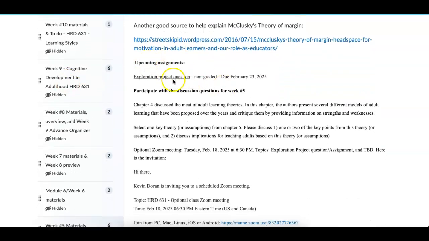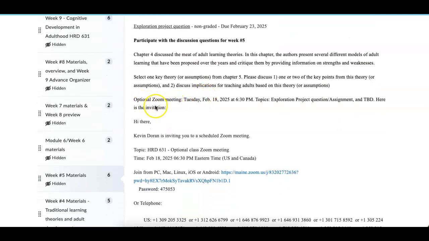The exploration project question. This is just the question. This is for your project. It is your question, meaning, why is the sky blue? What is an exemplary way to teach adults about basic math, etc.? And I'll get into more information on this, but before, along that line, I did want to say just this.